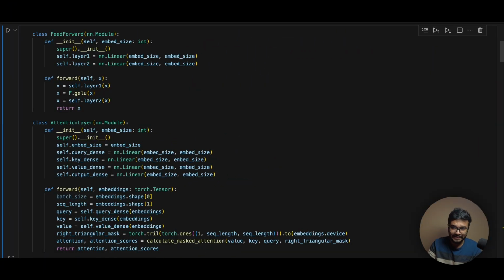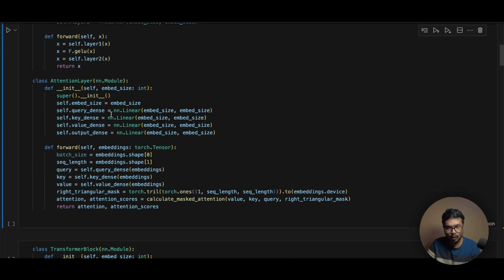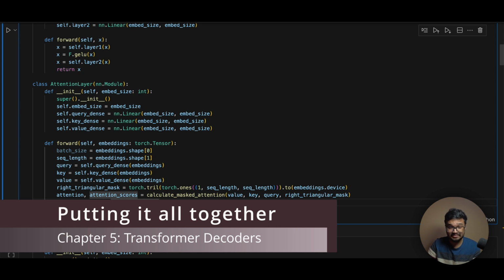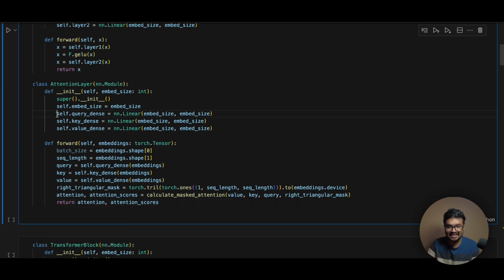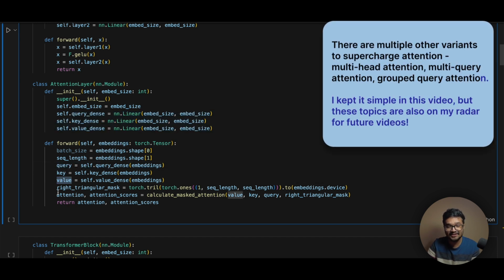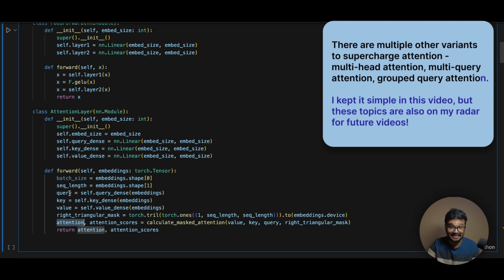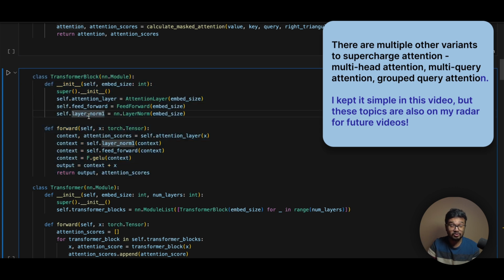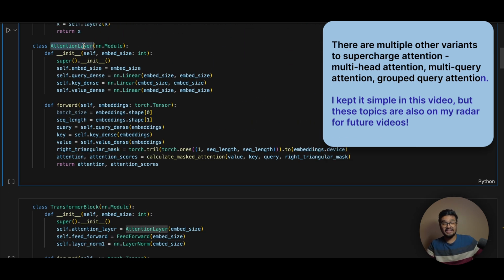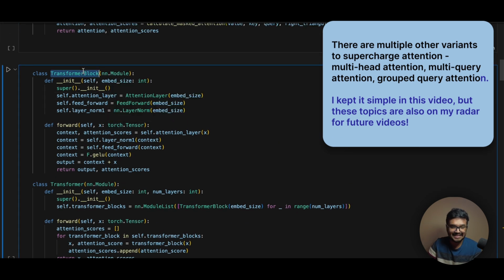For this, we have this new notebook where I'll quickly go over what the code looks like. So first up, we have this attention layer, and all this attention layer does is it has a query, key, and a value dense linear projection matrices which convert the input embeddings into the query, keys, and values, and then uses the masked attention function where it passes the key, query, and the value as well as the right triangular mask to calculate the attention. And then we have the transformer block, which basically uses this attention layer to do more processing. Basically, in the transformer block, you just have one attention layer.